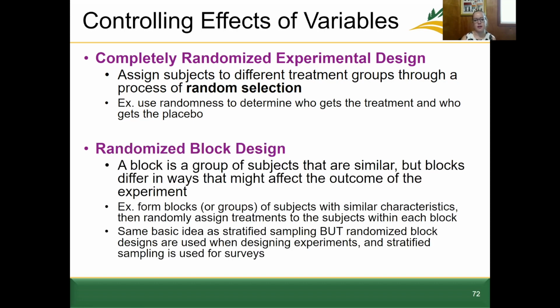We also have what's called randomized block design, and a block is a group of subjects that are similar, but blocks differ in ways that might affect the outcome of the experiment. And again, the book does a good job at giving you additional explanation of these different terminology that we're going over. For example, we'll form blocks or groups of subjects with similar characteristics. Then we randomly assign treatments to the subjects within each block.